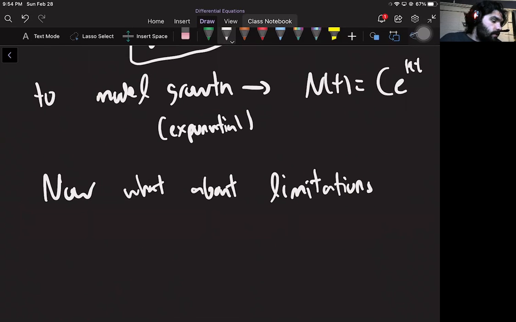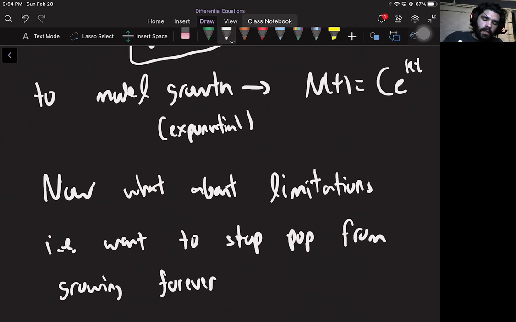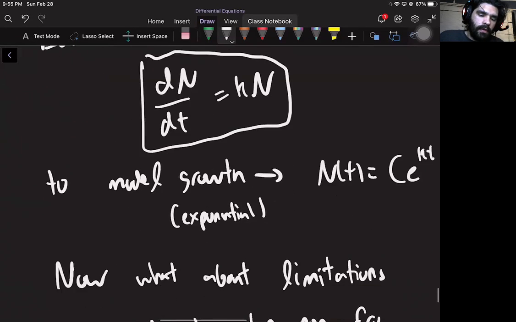So now what about limitations? We still want proportional growth to the current amount, but we want to assume that the population cannot grow forever. We want to stop the population from growing forever, just because that's more realistic. Most things can't just grow forever. So there's several ways to do this. We'll do one way here called logistic growth, but there are other methods.